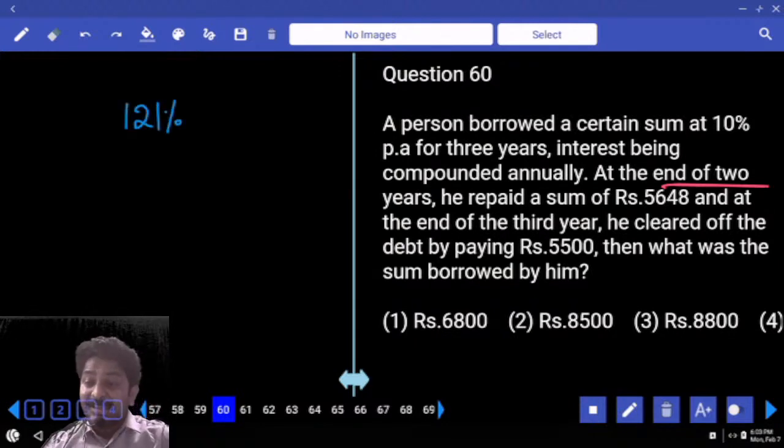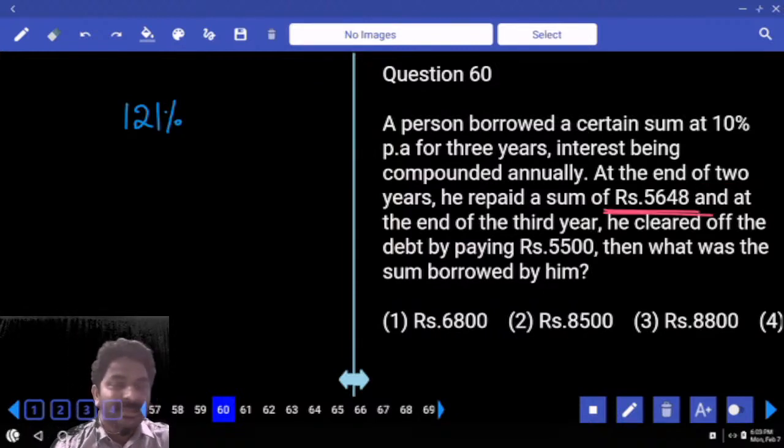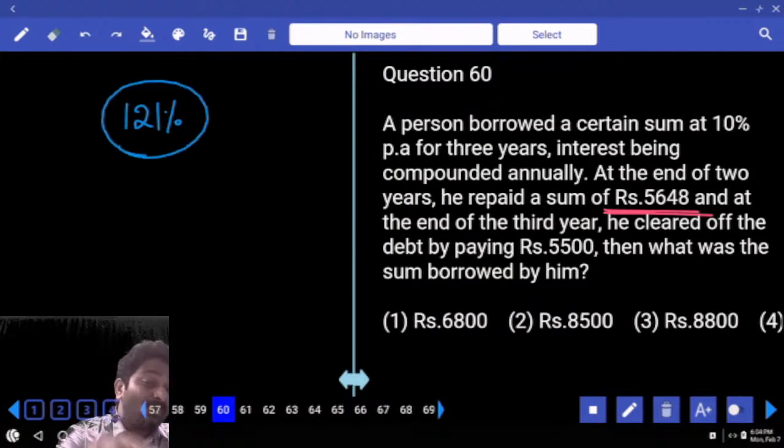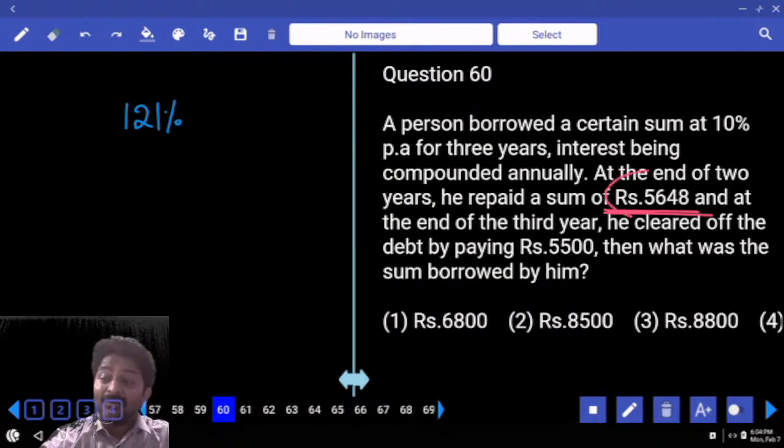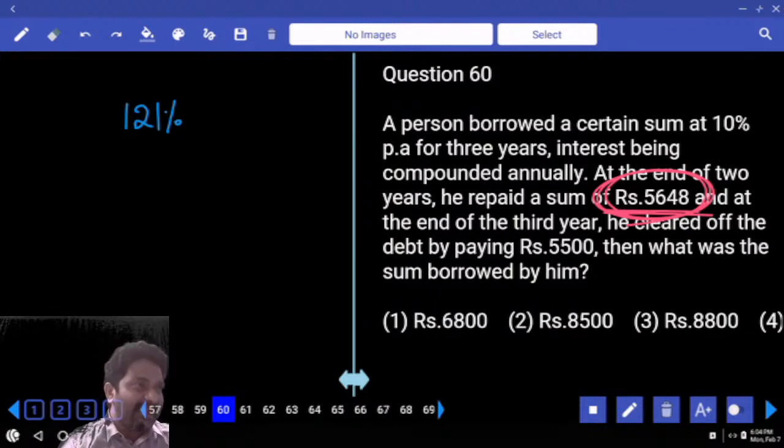But out of which he paid only 5648. Correct? Now for the 3rd year, if you want to calculate interest, would you calculate it on 121% or on 5648 or something else? If he did not pay anything at the end of the 2nd year, for the 3rd year 10% interest must be calculated on which number?